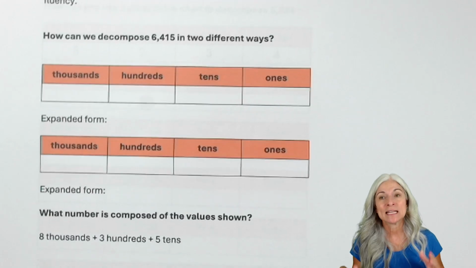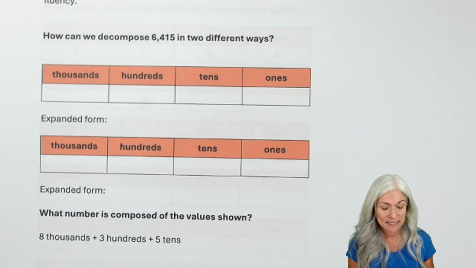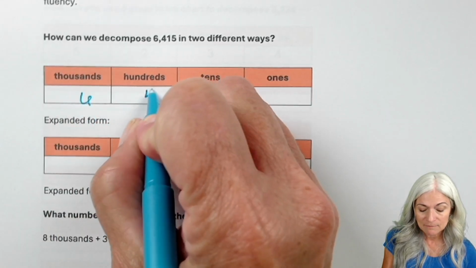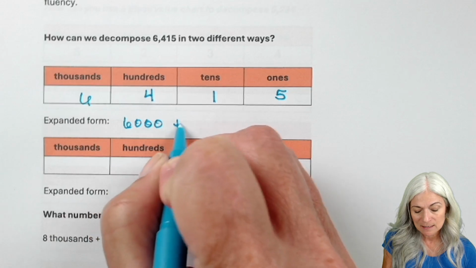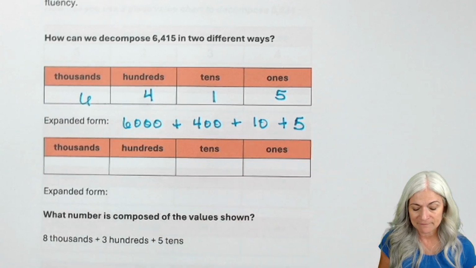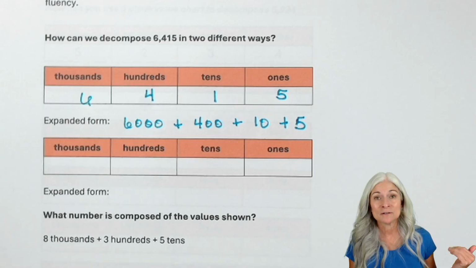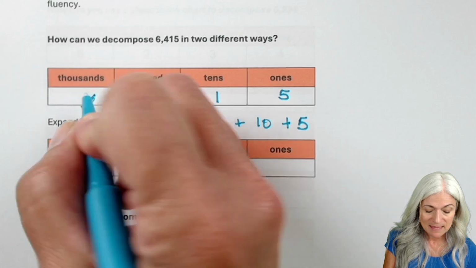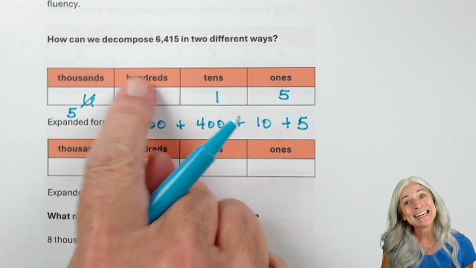All right, so let's look at some of the types of problems that your students are going to see in today's work. First of all, they're going to have a number that they're decomposing in 2 different ways. Well, we could use the way we did in lesson 1: 6 thousands, 4 hundreds, 1 ten, and 5 ones. So that would just be 6,000 plus 400 plus 10 plus 5, 6,415. Now, what if we used a different way? What if we took one of the thousands away? So we made that 5 thousands. Well, then 1 thousand is 10 hundreds.